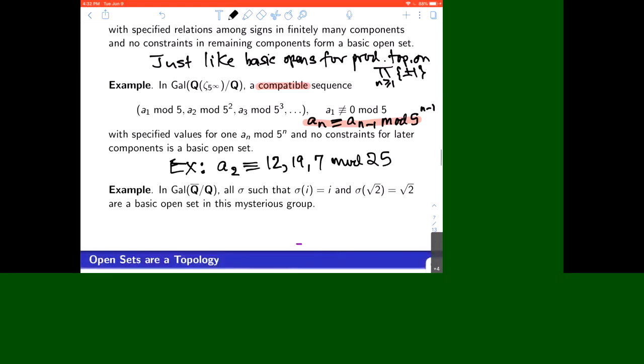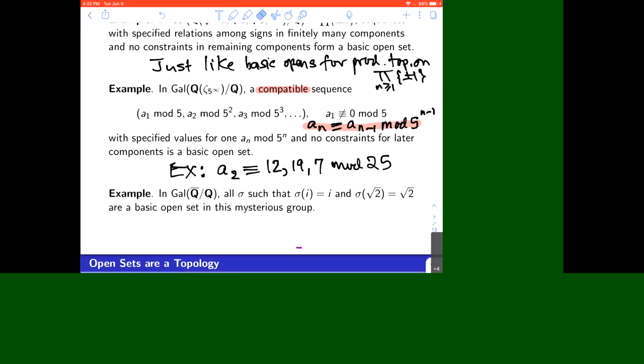And then we have our last example on this slide, and that's in the Galois group Q bar over Q, the big Galois group that is of great interest in number theory, big mysterious group. Consider all the automorphisms that fix I and, oh, look at that. I said fix I and fix the square root of 2. I really intended to make it slightly more interesting. So let me just put a minus sign here. Okay, I'll keep the I fixed.